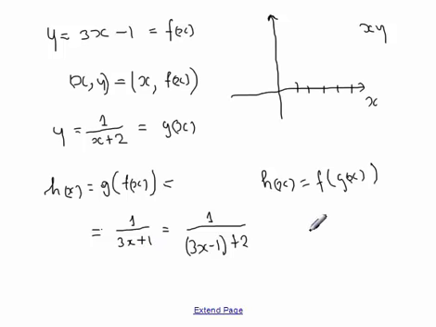That is correct. This side, what are we going to get here? Volunteer? Yes? We're getting what?